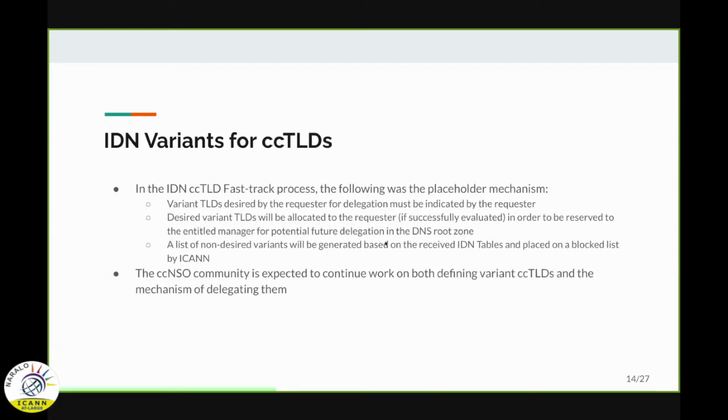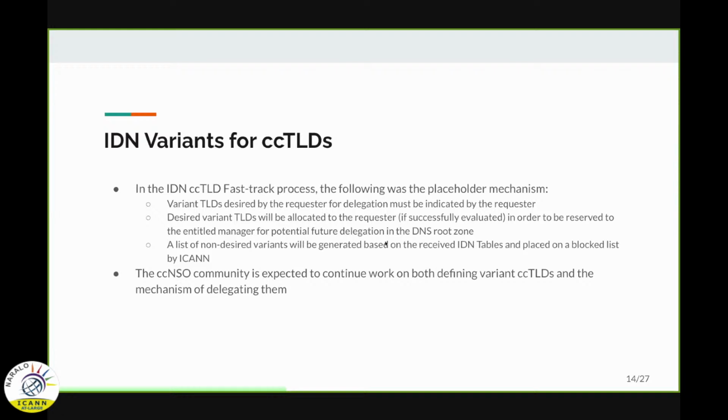Now, what was the placeholder for the CCTLDs? In the fast track process, the following was the placeholder mechanism. The variant TLDs desired by the requester for delegation must be indicated by the requester. So the requester had to think of what the variants are and which ones they want. Desired variant TLDs will be allocated to the requester if successfully evaluated, in order to be reserved to the entitled manager for potential future delegation. It's potential future delegation; it's not as if it is delegated already. But what is guaranteed is that nobody else will get that variant.